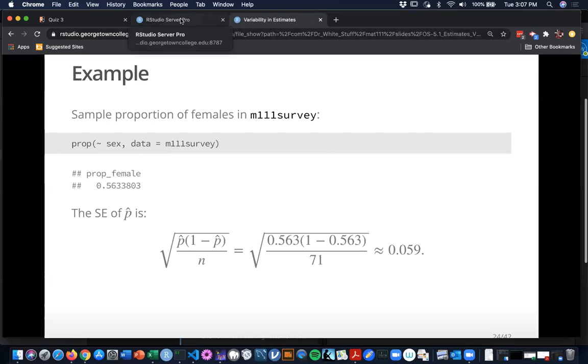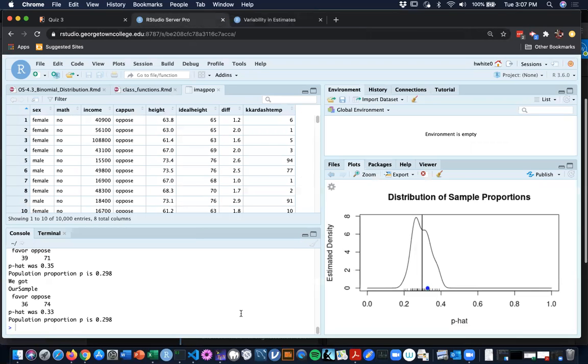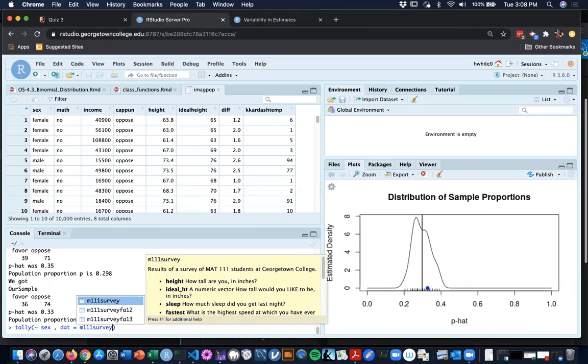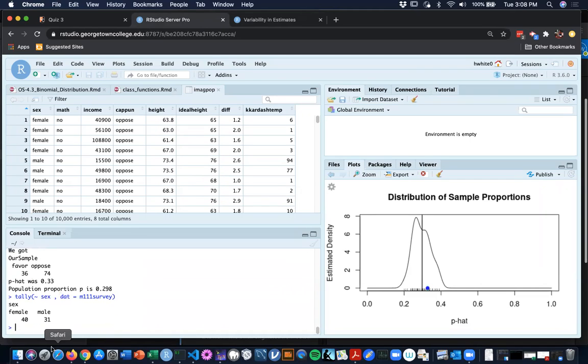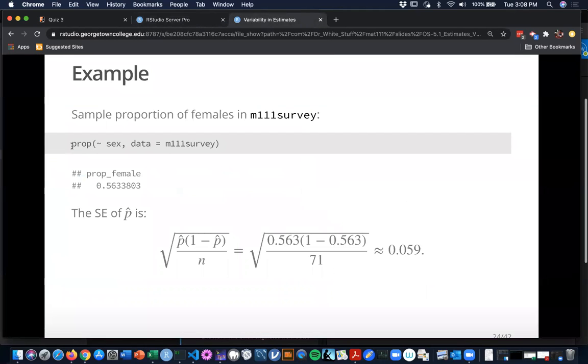Now, there are various ways to do this. Like you could go to RStudio and say, I'd like to tally up the sex variable in the M111 survey. And it says, well, there were 40 females and 31 males. Okay, so 40 divided by 71 would be my sample proportion of females, 0.5633803. If you want to learn another R command, there's actually a function called prop, and if you do tilde sex, data equals M111 survey, it'll just figure that out for you.